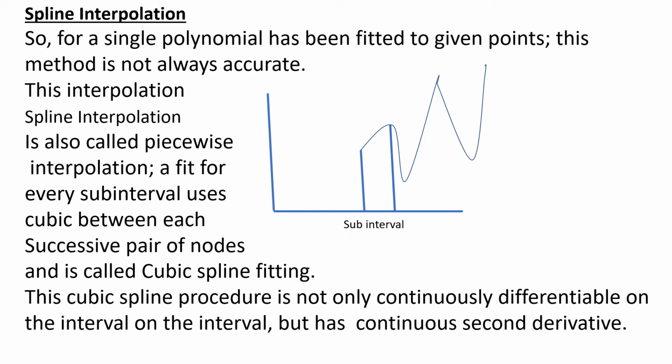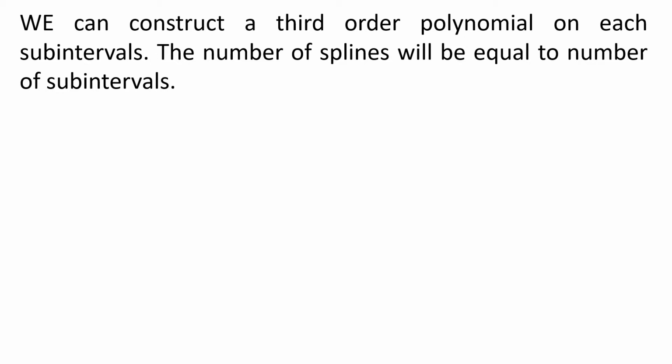This cubic spline fitting procedure is not only continuously differentiable on the interval, but it has a continuous second derivative also. So these are the conditions for the spline: the derivative should be continuous. We can construct a third order polynomial on each subinterval. The number of splines will be equal to the number of subintervals in the curve.